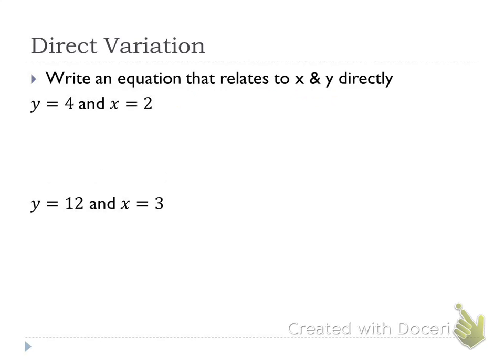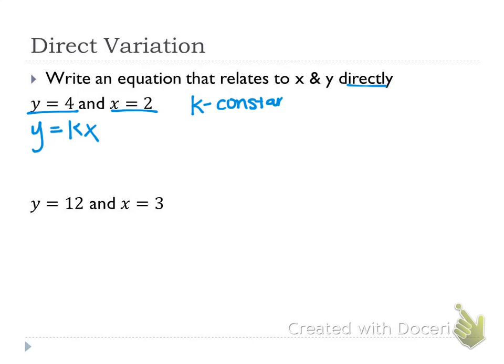So what they want us to do in these problems here is write an equation that relates x and y directly. When they say x and y directly, I know that means direct variation. We just finished saying that our formula for direct variation is y equals k times x. But if you notice here, they only gave us y and x. The whole point of direct and inverse variation is to find k, my constant.